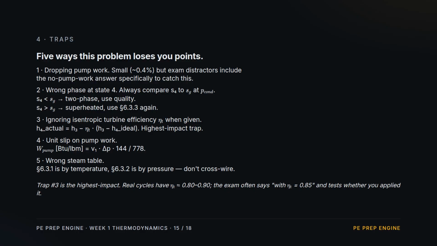Traps. 5 ways this loses points. 1. Don't skip pump work. It's tiny, but distractors include the no pump work answer to catch you. 2. Compare state 4 entropy to the saturated vapor entropy at condenser pressure. Below Sg is two-phase, use quality. Above Sg is superheated. 3. The highest impact trap. If the prompt gives isentropic turbine efficiency, apply it. Actual H4 is H3 minus the efficiency times the ideal drop.